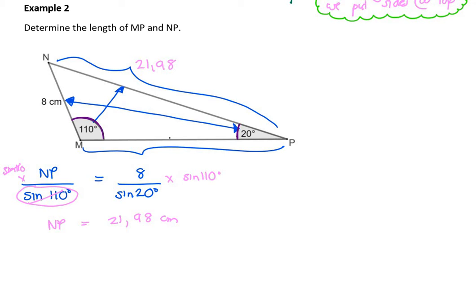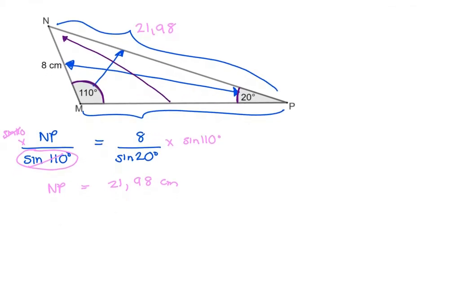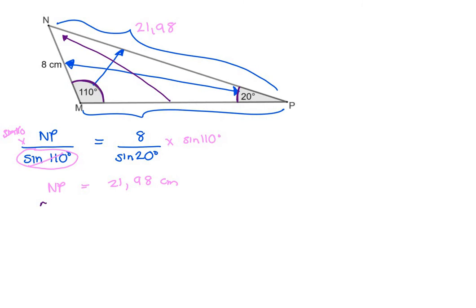Now MP is opposite, and I don't know what it is opposite. Not a problem, because we can use sum of angles in a triangle. Now again, I wouldn't show working. I would do 180 minus 110 minus 20 on my calculator, and I get 50 degrees. And don't forget our geometry reason of sum of angles in triangle.